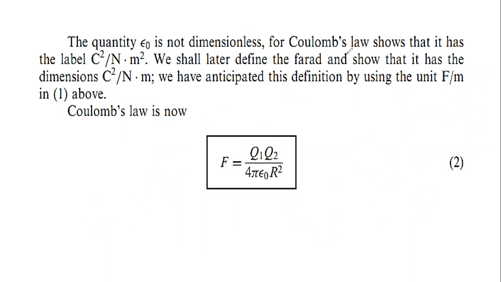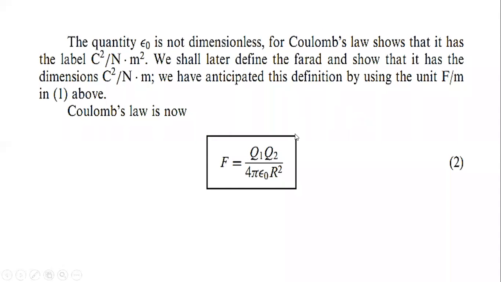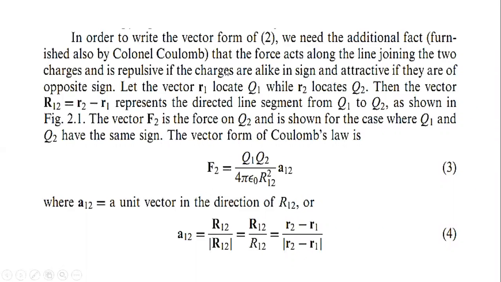We have already discussed these things in our previous classes. Now, in order to write this equation in vector form, how can we do that? We need the additional fact that the force acts along the line joining the two charges and is repulsive if the charges are alike in sign and attractive if they are of opposite sign.